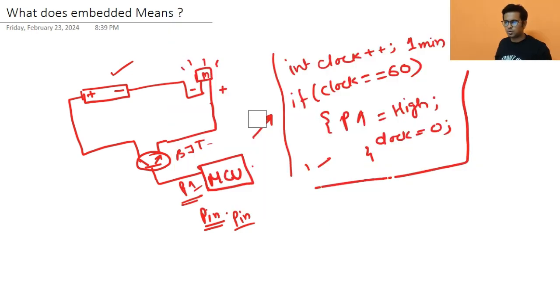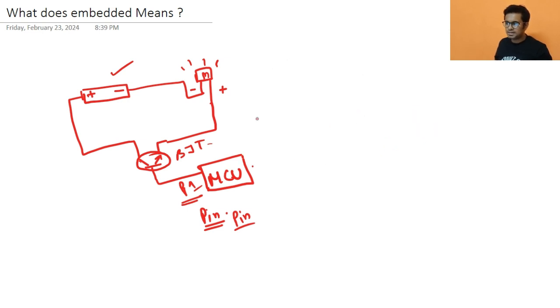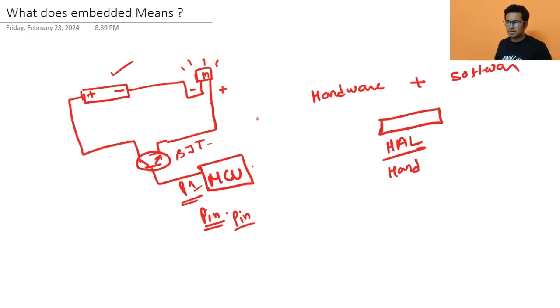Okay, so this is what is there in embedded systems. In embedded you have hardware plus software, but both of them are connected via what we call HAL, the hardware abstraction layer. So what does HAL do? HAL directly connects the hardware to the software. Okay. Now going forward in the architecture, we'll understand how the software actually interacts with the hardware.